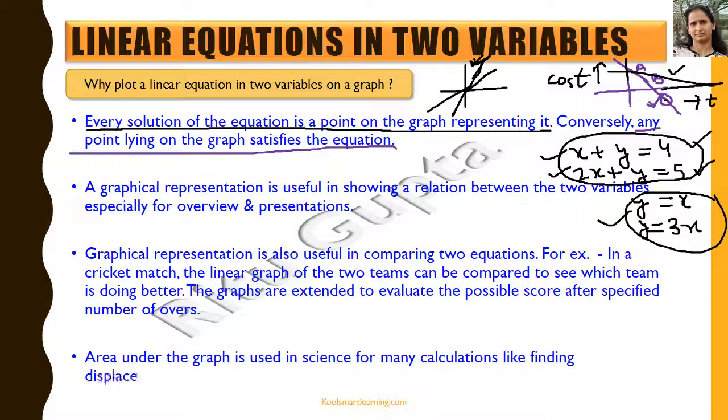And we just talked about how to find out the area under the graph. Where do we use that? We use that very significantly in science for many calculations. Say for example, we have a velocity time graph which is given to us. By finding the area of that graph, we can find out the displacement of the scenario. So these are certain cases where plotting a linear equation in two variables on a graph, or for that matter plotting any equation on a graph, helps. That is where it becomes more handy, and that is why we do that.